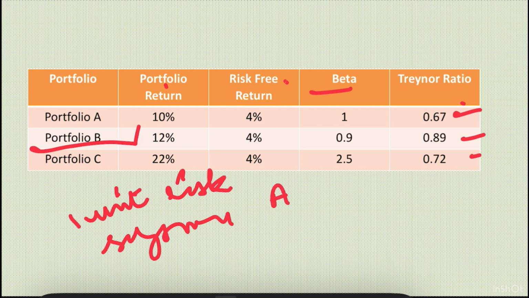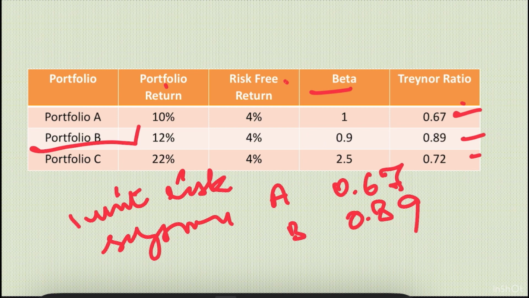For portfolio A, it is 0.67, and for portfolio B, it is 0.89, and for portfolio C, it is 0.72. Right? You've understood? Higher the Treynor value, better it is. Why? Because for every 1 unit, more and more return that it can fetch you. I hope you've understood.